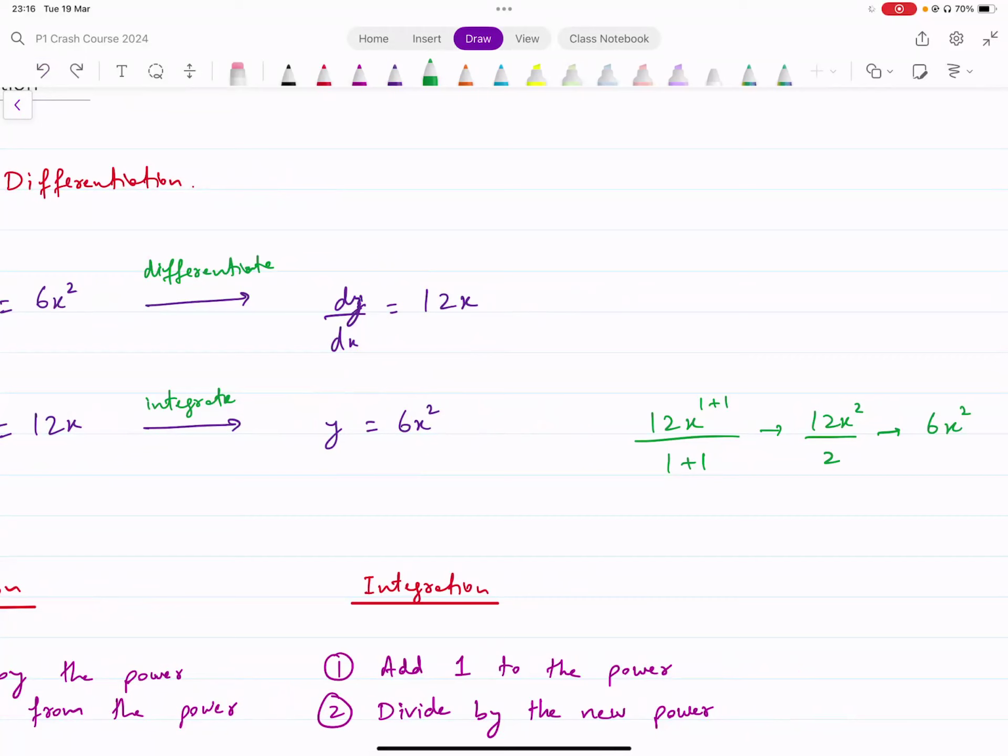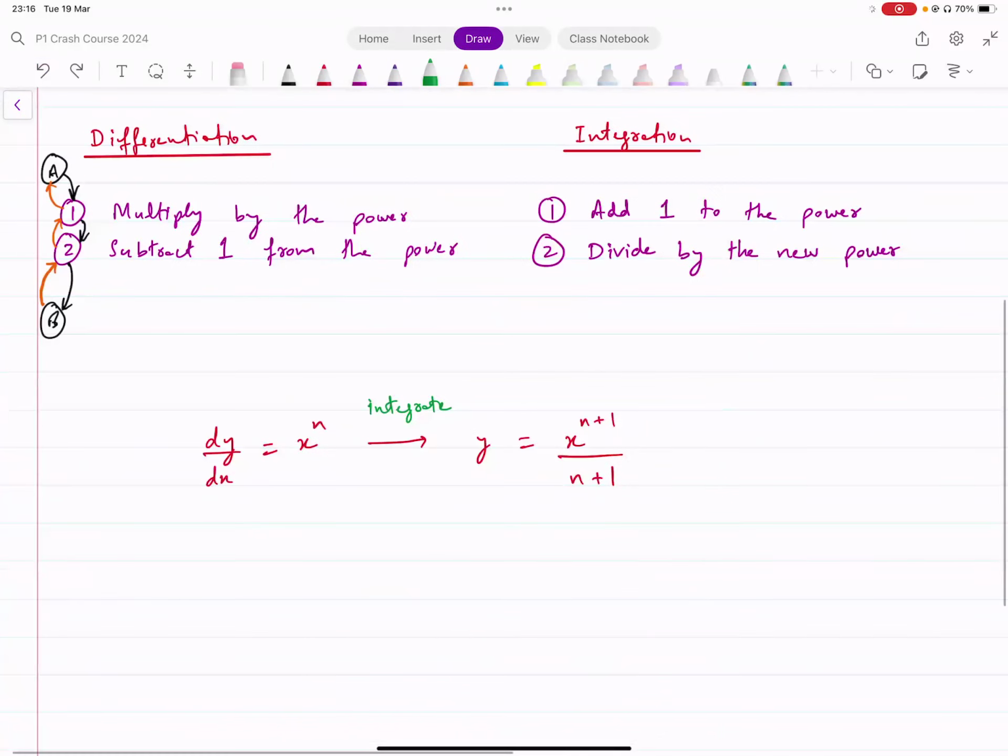Okay. So this is how this integration process works. Add 1 to the power and divide by that new power. If you have a simple function like this, x raised to power something, this is all that you need to do, these two steps. Make sense? Now there's a notation that you have for integration. So in this case, we were going from dy over dx to y. Now that makes sense. If you have to go from y to dy over dx, you would differentiate. If you have to go from dy over dx, you have to integrate.